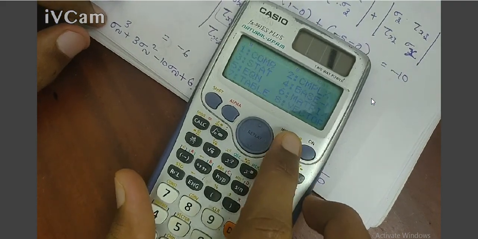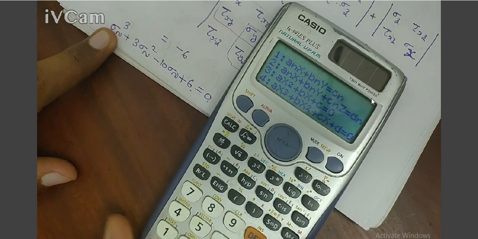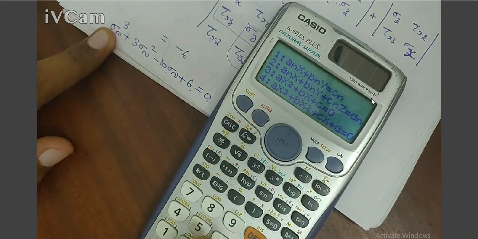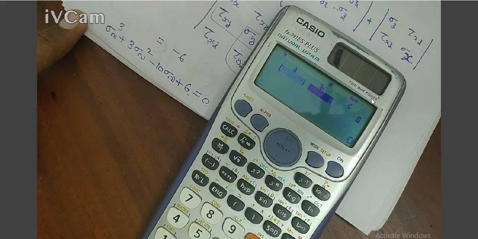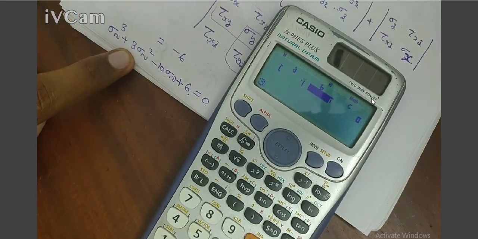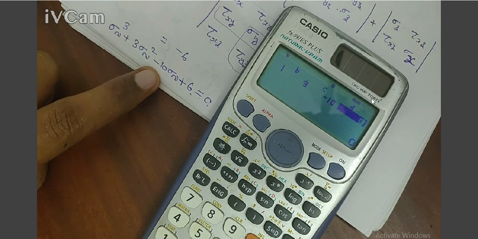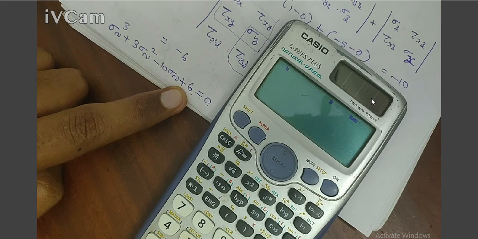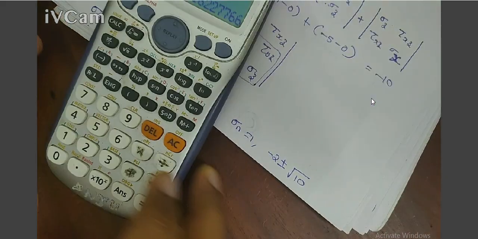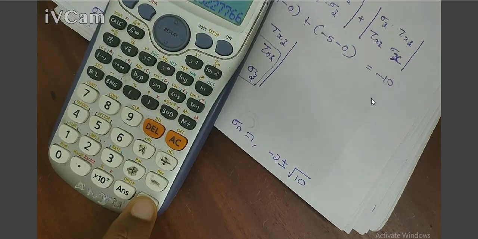So in the calculator, select the mode and select 5. Here it is a cubic equation, so select 4. The first coefficient is 1, so 1 equal to. Then the second coefficient is 3, equal to. The third coefficient is minus 10, equal to. The constant is 6, equal to. So these are the roots: minus 5.16, 1, and 1.16. These are the 3 roots.